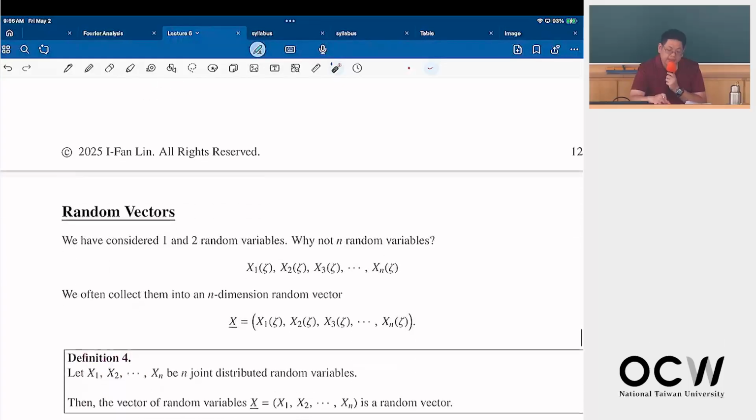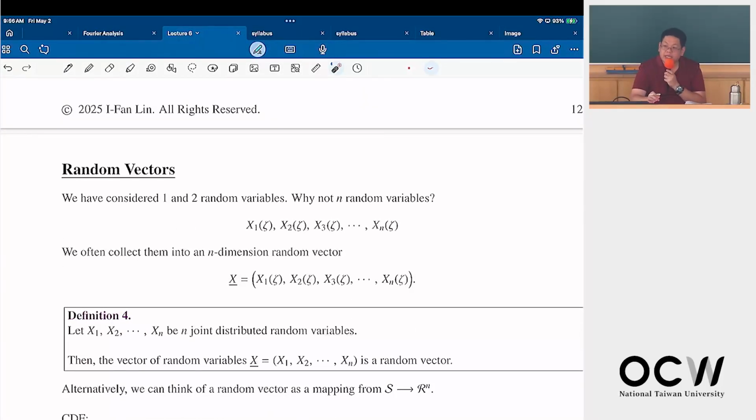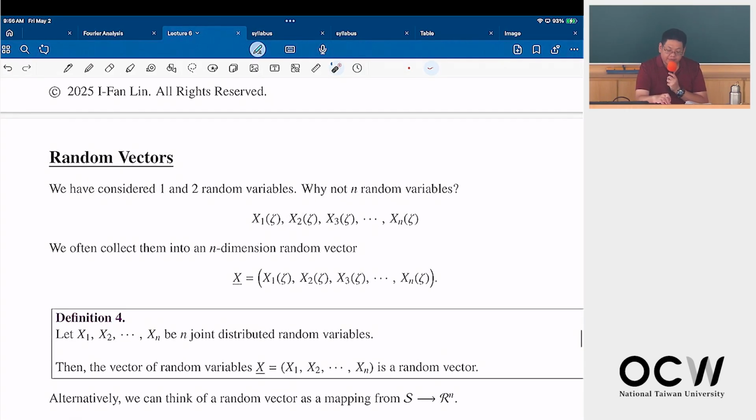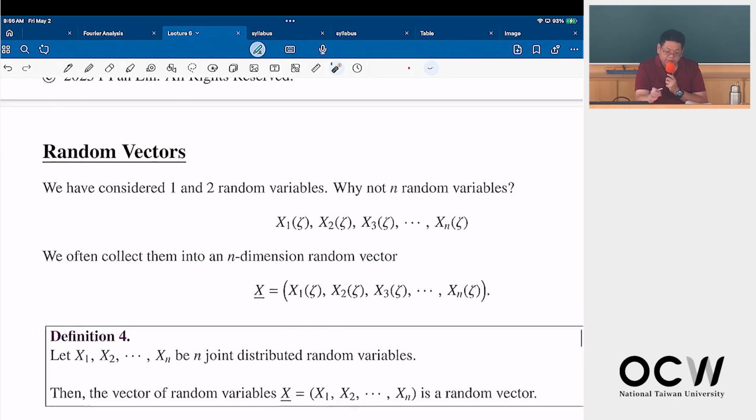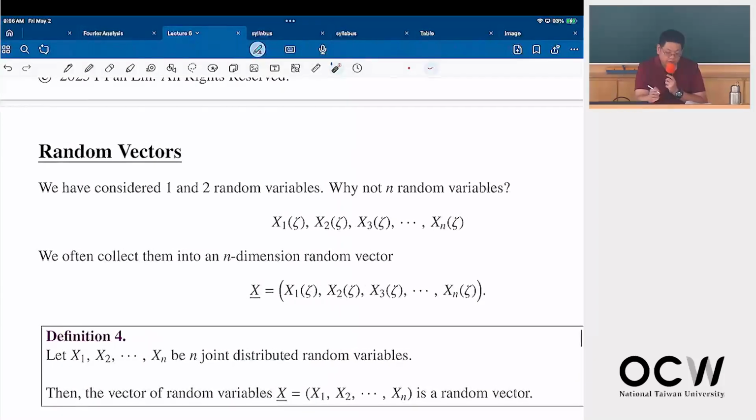Now, since I have two random variables, how about three random variables or four random variables? What are the CDF and PDF? How can I express the CDF and PDF? Then we will extend our random variables. If it's more than two, then we call it a random vector.